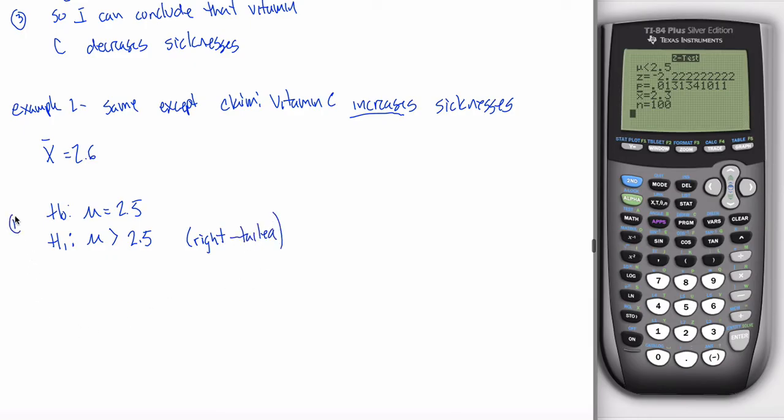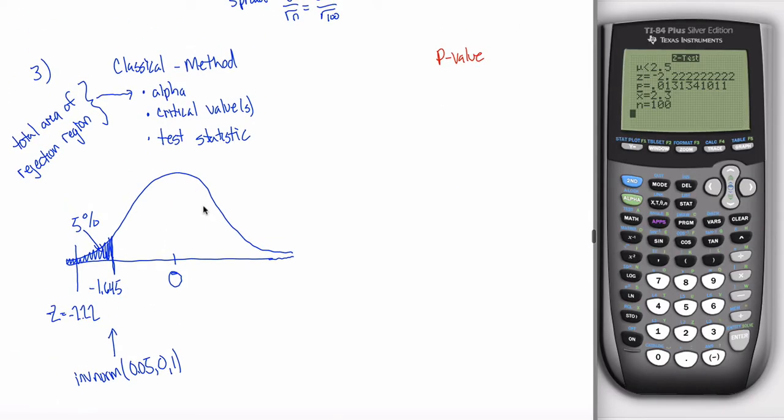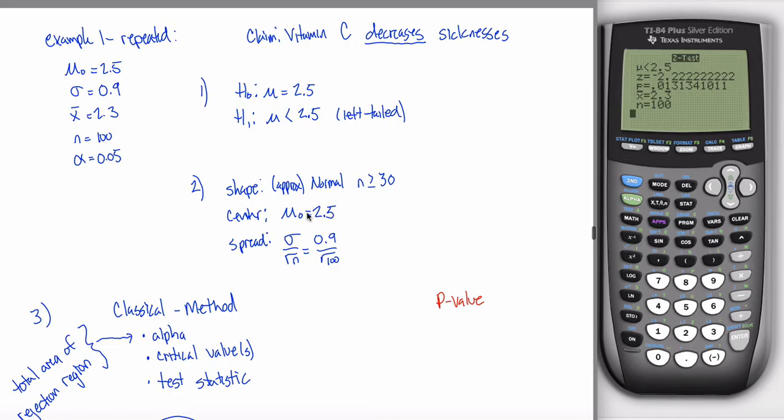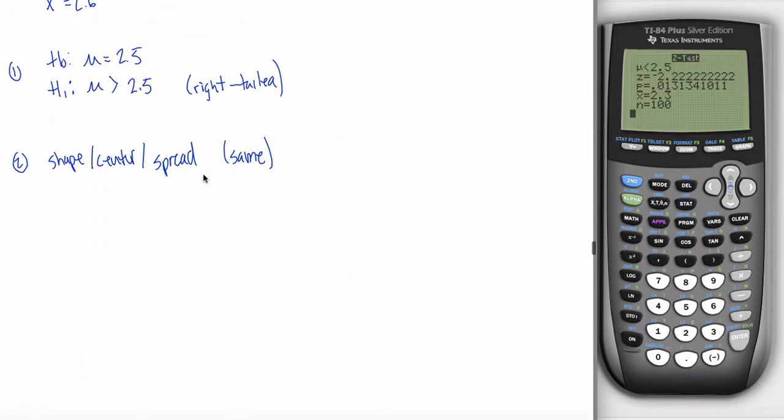Shape, center, spread, same. Maybe for shorthand purposes, I won't even bother rewriting it. It's the exact same as it was before. The shape is still approximately normal because n is still greater than or equal to 30. The center is still mu naught, which is still 2.5, and the spread is still sigma divided by the square root of n. It's all the exact same. What changes is my picture. When I'm drawing my picture, again, for the classical method of hypothesis testing, because it's a right-tailed test, I want my rejection region to be over here on the right. So this area is 5%.